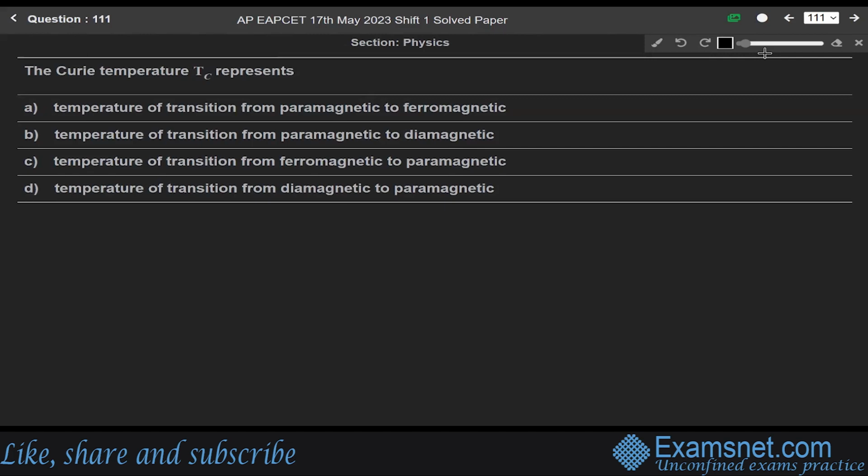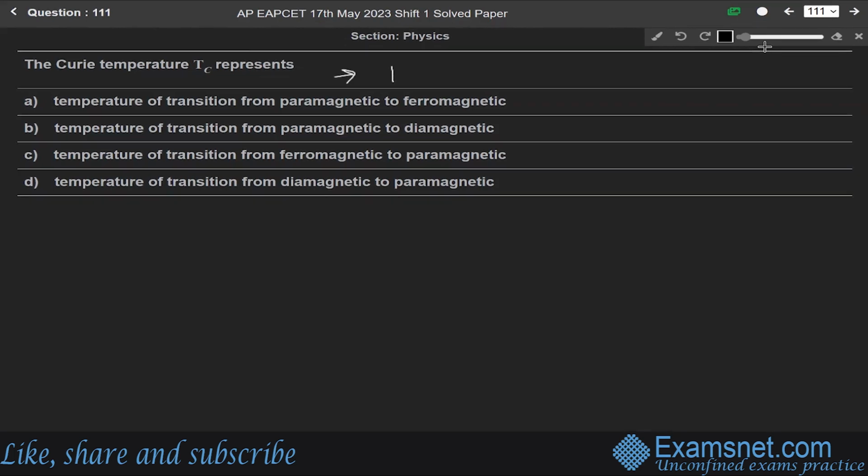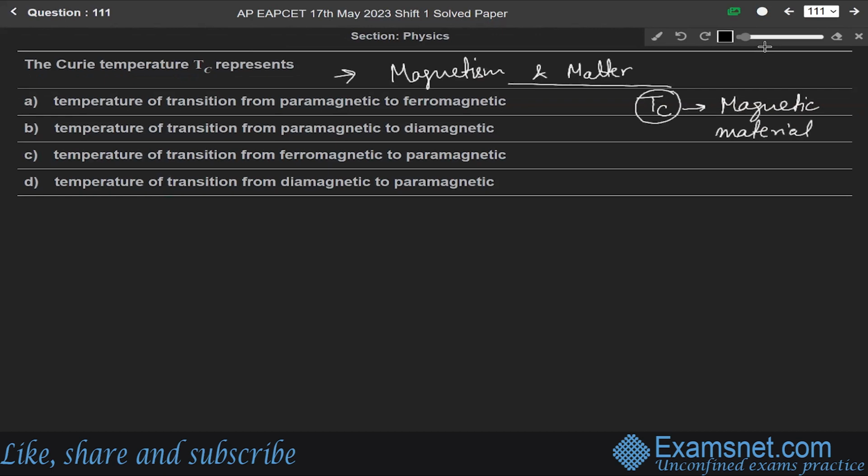So the next question is 111. The Curie temperature Tc represents. This question is from the chapter of magnetism and matter. The question is asking about the Curie temperature Tc. First of all, students, the Curie temperature Tc is the temperature at which the magnetic material loses its magnetism. It means at Curie temperature, the ferromagnetic substances become paramagnetic substances.